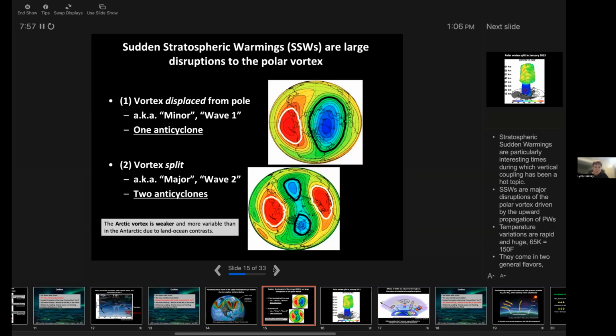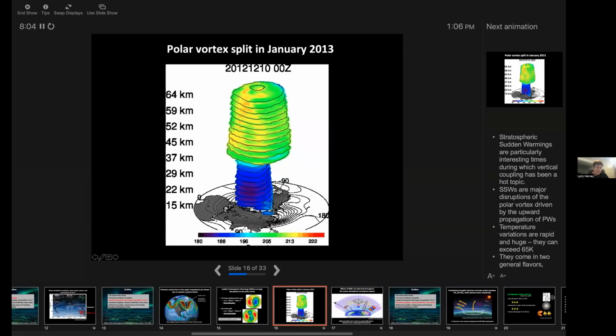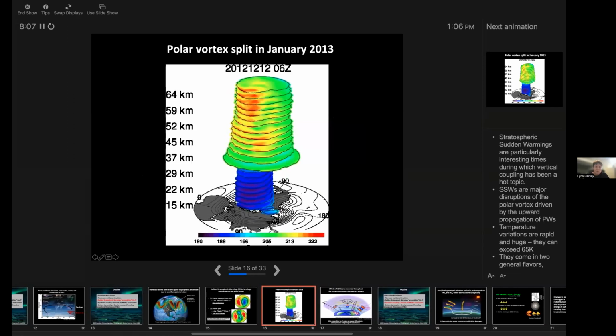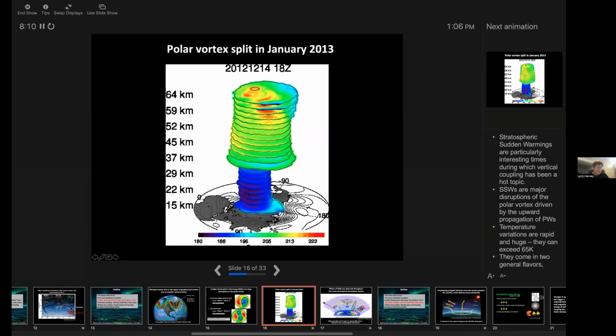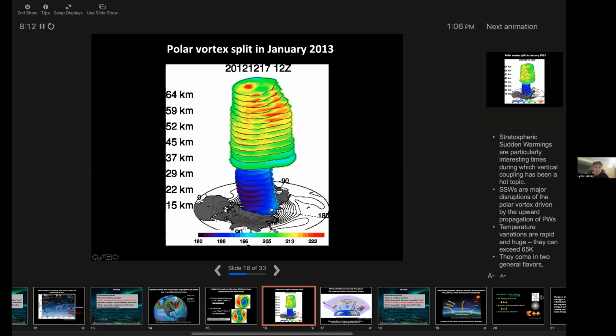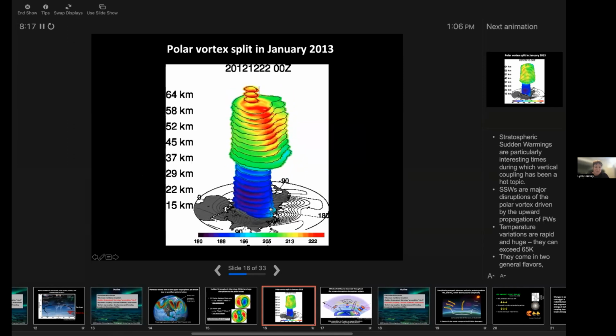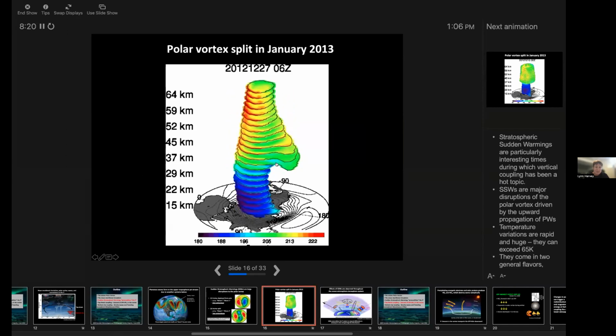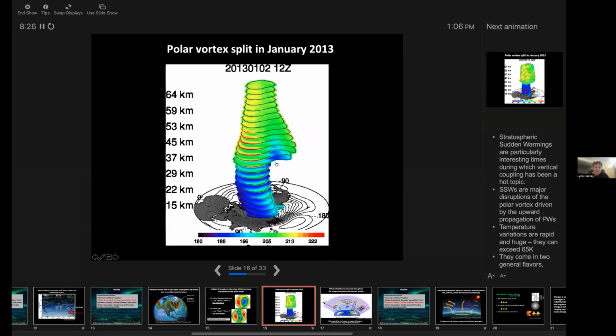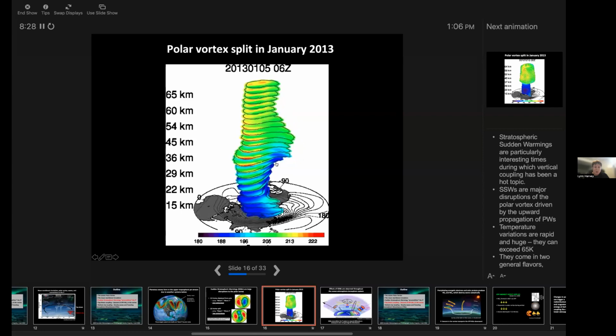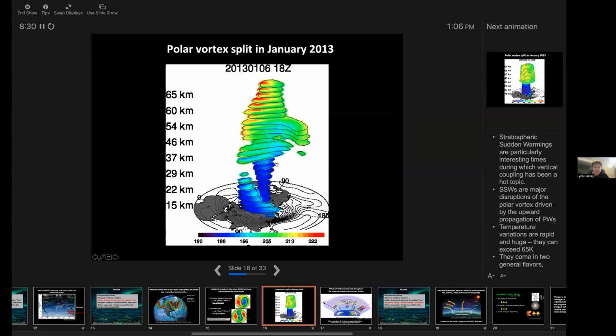And I want to show you an example of a vortex split event from a 3D perspective, actually 4D. So this is the December 2012, January 2013 vortex split event. And it's a 3D rendering of the Arctic vortex colored by temperature. The vertical axis is altitude. You can see it's rather cylindrical shaped to begin with, but then you get these elongations in the stratosphere. That's planetary wave breaking. And in the first week in January, the vortex splits over a deep layer.